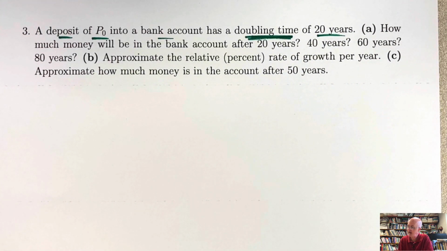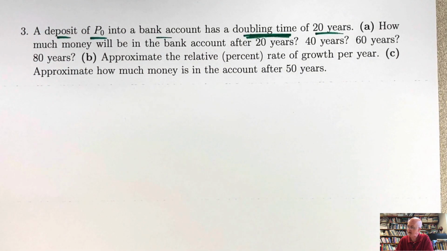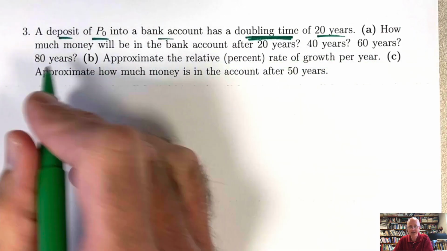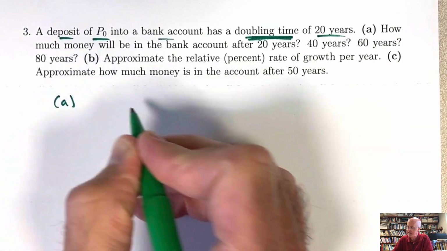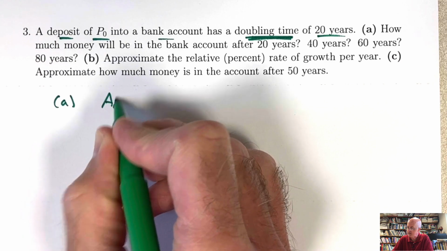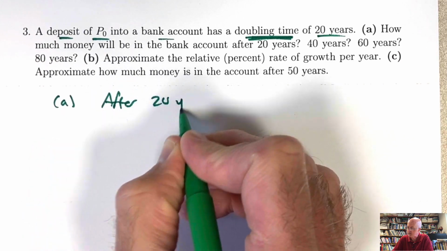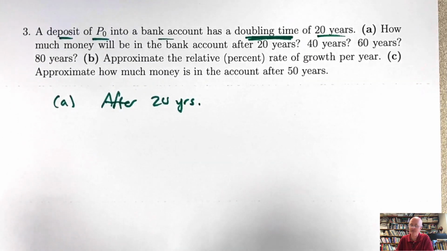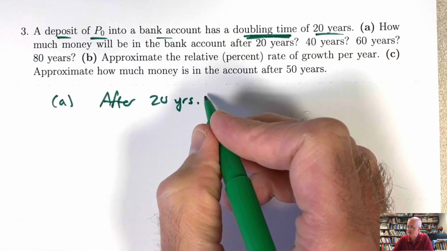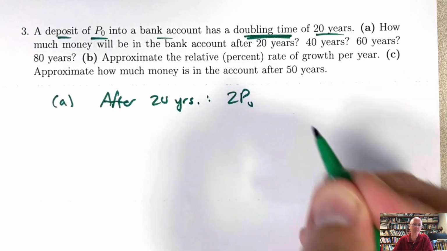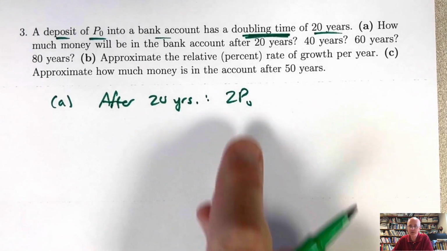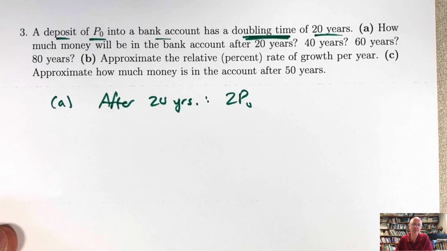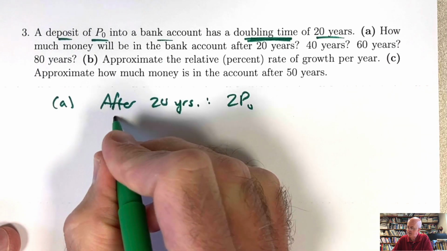Part A, how much will be in the bank account after 20 years, 40 years, 60 years, 80 years? Okay, this is the idea of a doubling time here. So after 20 years, well, the amount doubles. That's the doubling time. The initial deposit is p0. So it's going to be 2 times p0. If p0 was some specific number, like 10,000, this would be 20,000. But we can also think about this in the abstract. How about after 40 years?